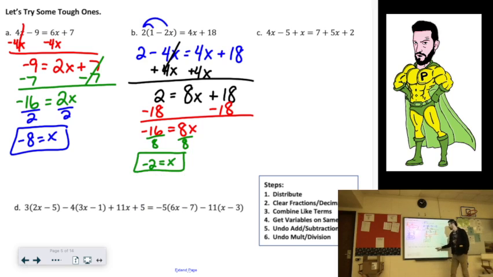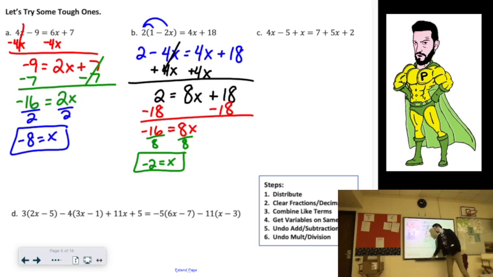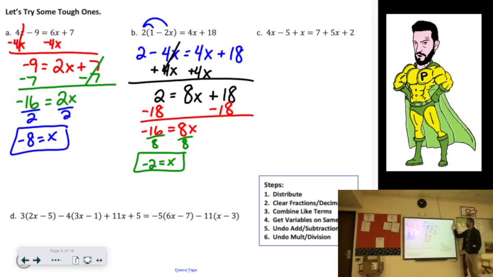All right. Let's scooch that down. We'll need the space. On C, no distribution. Combine like terms. Left side I can do 4x plus x is 5x minus 5. Right side we have the 5x, and we can combine 7 plus 2 is 9. So 5x minus 5 equals 5x plus 9.